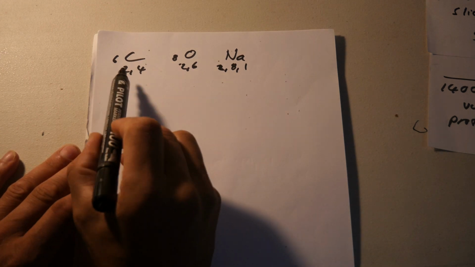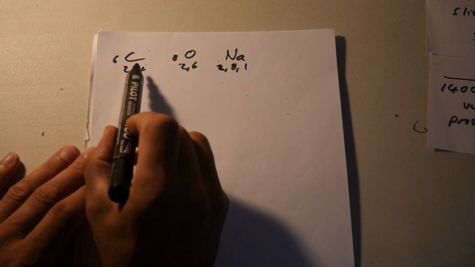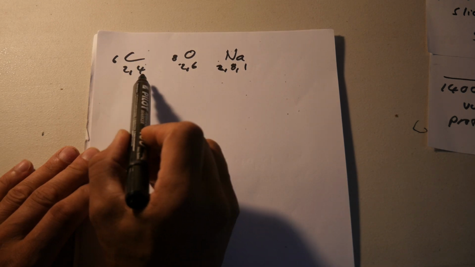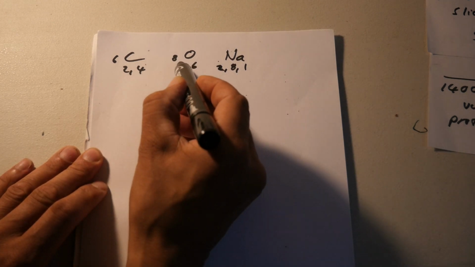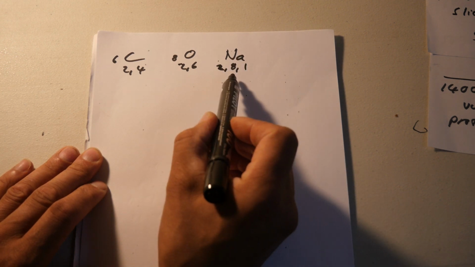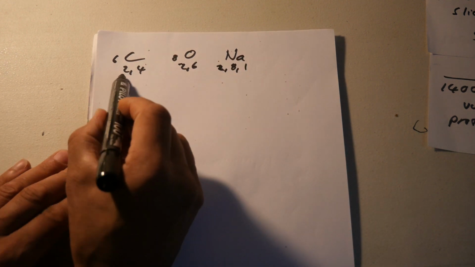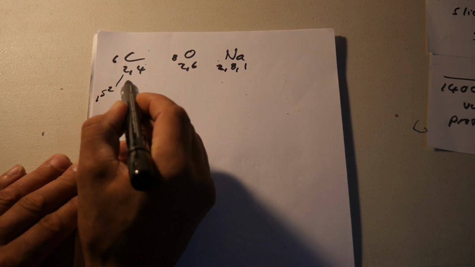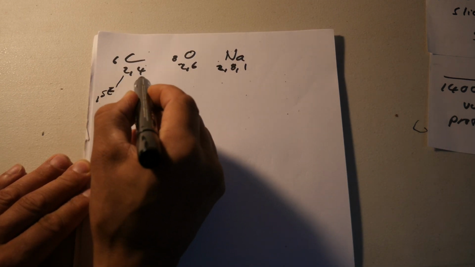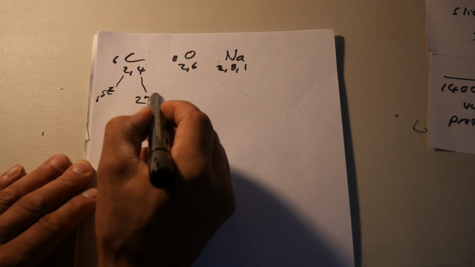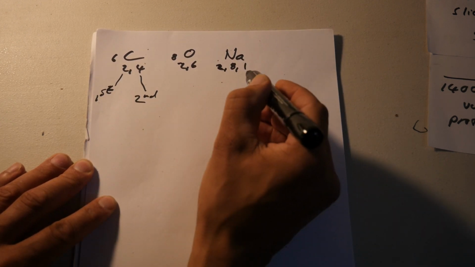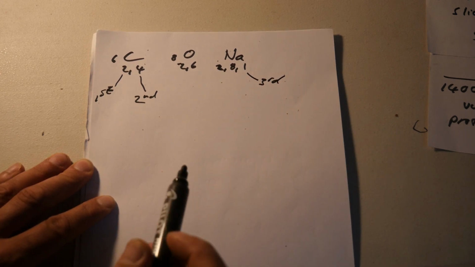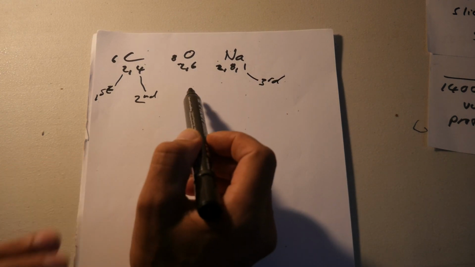Last time I was talking about how you write down the electron arrangement for atoms like carbon, oxygen, sodium. Carbon being 2,4, oxygen being 2,6, sodium being 2,8,1. So that's 2 electrons in the first shell, okay? And 4 electrons in the second shell, okay? And that's the third shell. Okay, 2 electrons in the first shell, 4 in the second shell.